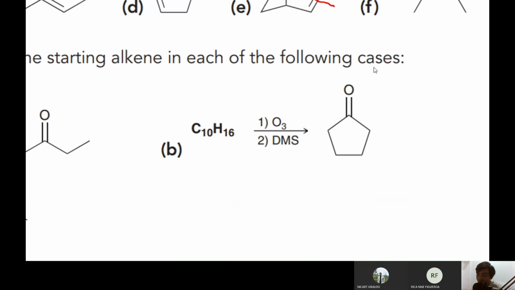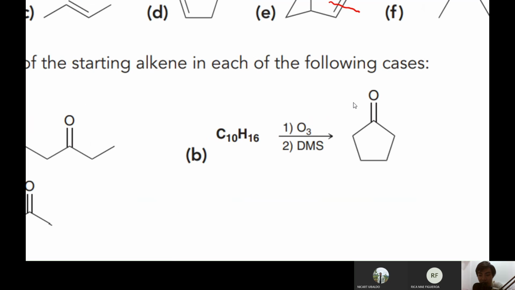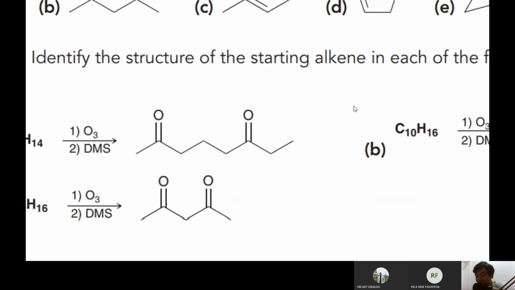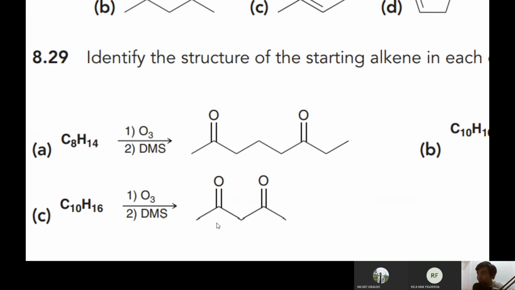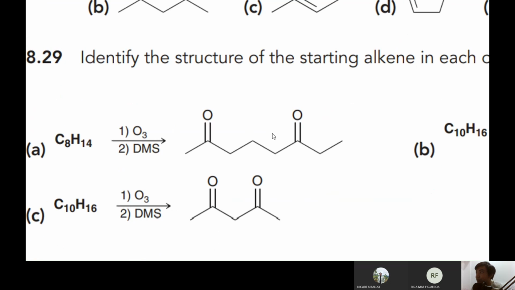Ito pa yung isang trick dito. From your product, alamin mo yung starting alkene niya. Kunwari, ito. Ito muna tayo. So from this, alamin natin yung original alkene natin. So basically, ang mangyayari lang doon, burahin mo lang yung oxygens. Tapos pagdugtungin mo yung dalawang line na yan. Kasi mahirap dyan yung pag-drawing uli.